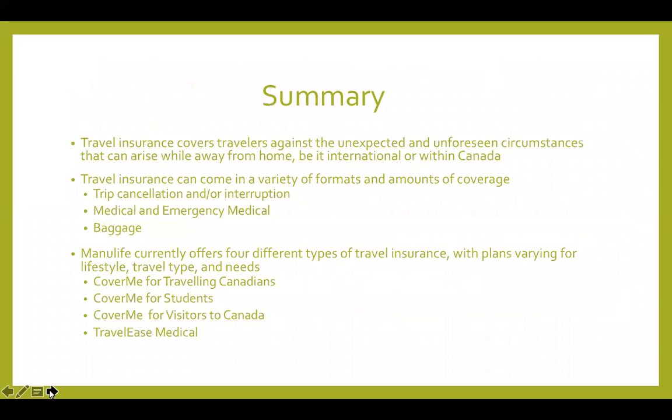Okay. So I have a brief summary here. Just to go over again what travel insurance is, it's insurance that will cover the unexpected and unforeseen circumstances that can arise when away from home, whether that be internationally or within your home country. And travel insurance can come in a variety of formats and amounts of coverage, be it trip cancellation or interruption, medical and emergency medical, baggage. Manulife currently offers 4 different types of travel insurance for traveling Canadians, students, visitors to Canada, and Travel Ease Medical.